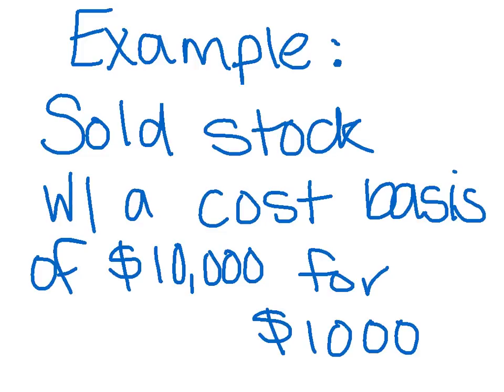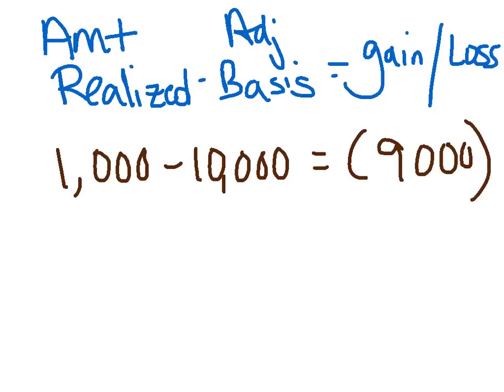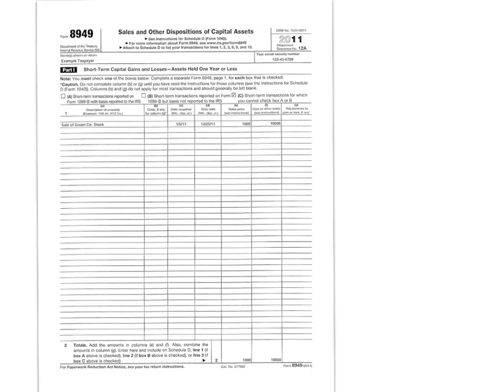You have some stock here that you are selling for $1,000 and it has a cost basis of $10,000. Using the formula you learned in Chapter 1, amount realized minus adjusted basis equals your gain or loss, that will tell you that this particular transaction has a $9,000 loss. Let's also assume that this is a short-term capital loss. So that means we acquired the stock sometime within a year and we've sold it.